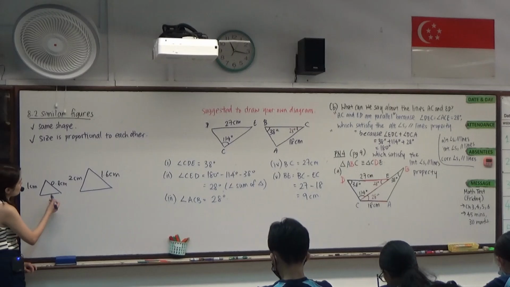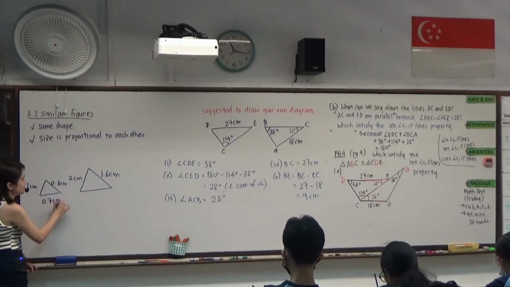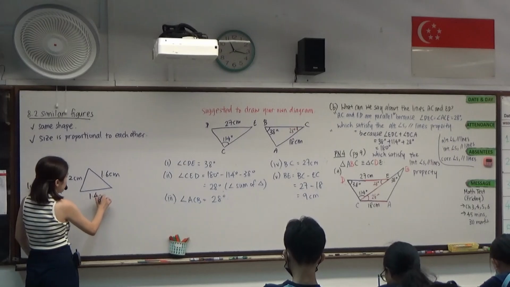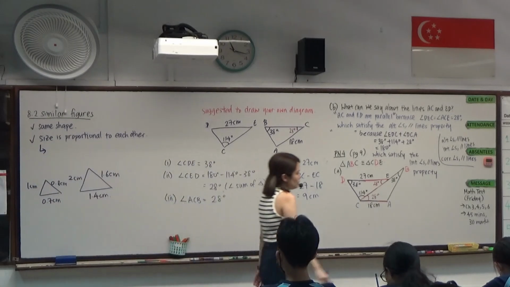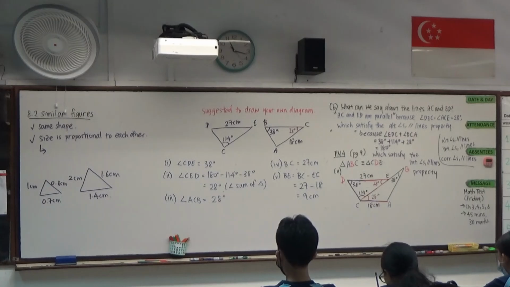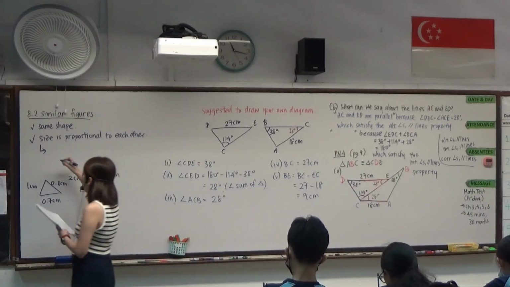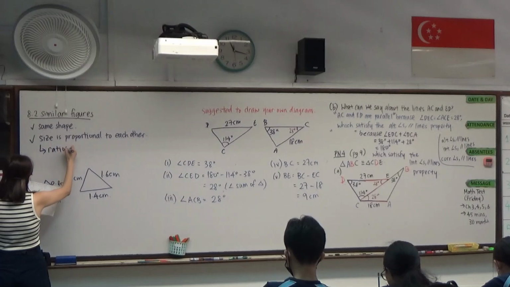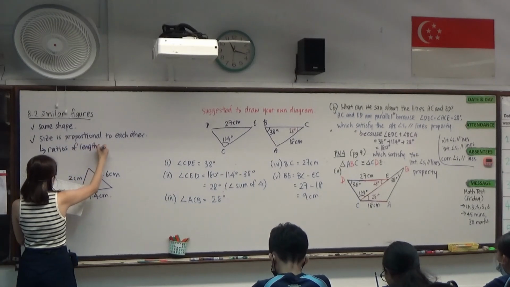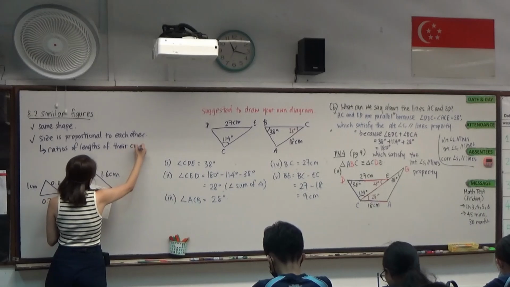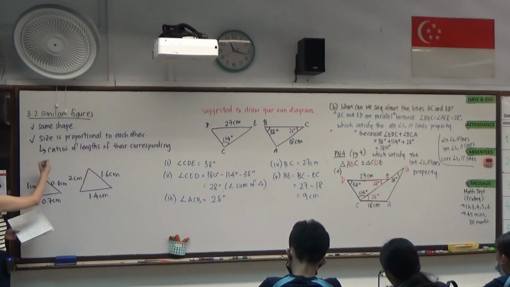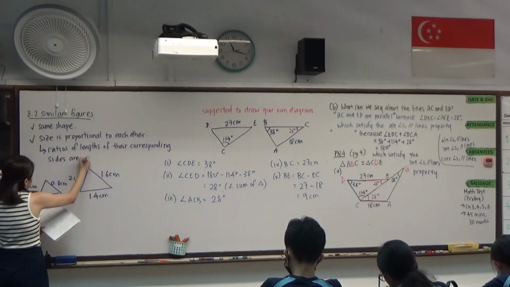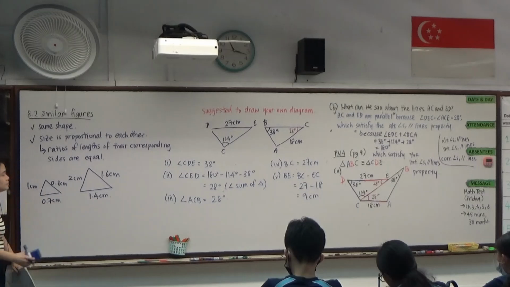If down here is going to be, let's say, 0.7 cm, then this side will have to be 1.4 cm. So it must be proportional to each other. So mathematically, how we go about saying it is that the ratios of lengths of their corresponding sides are equal.